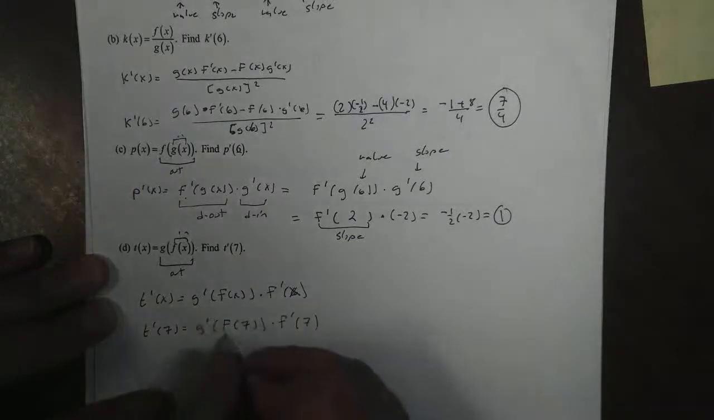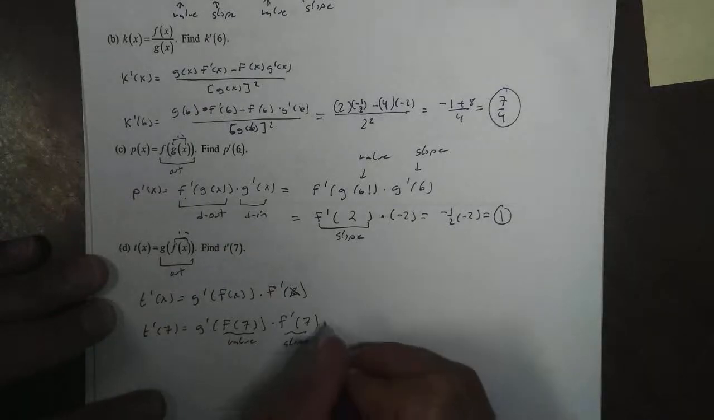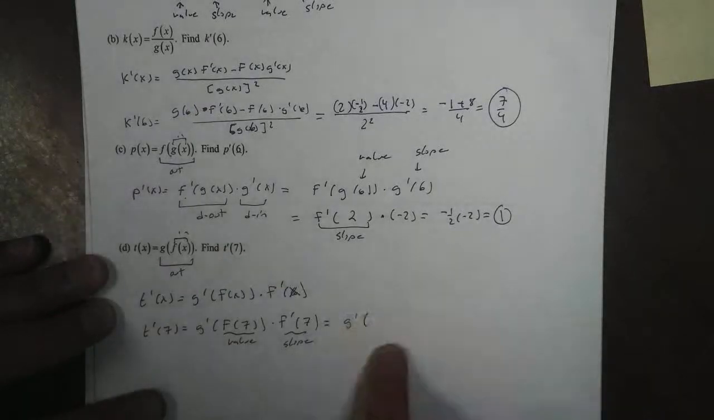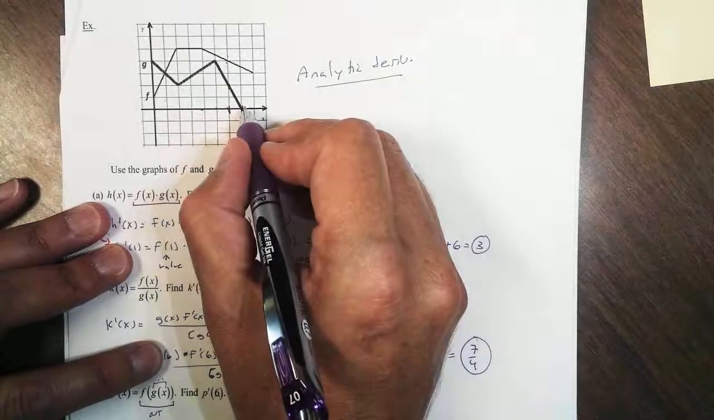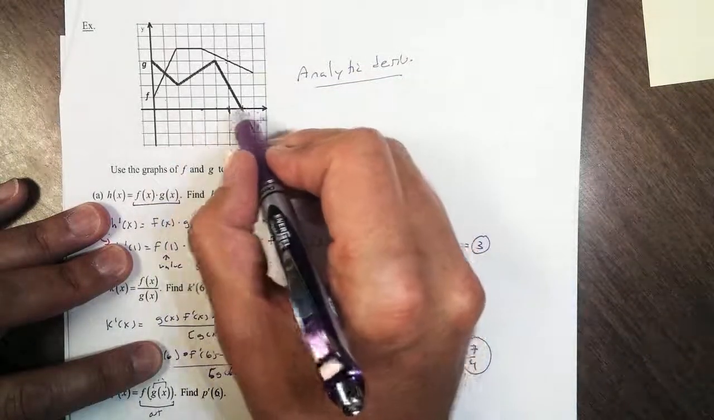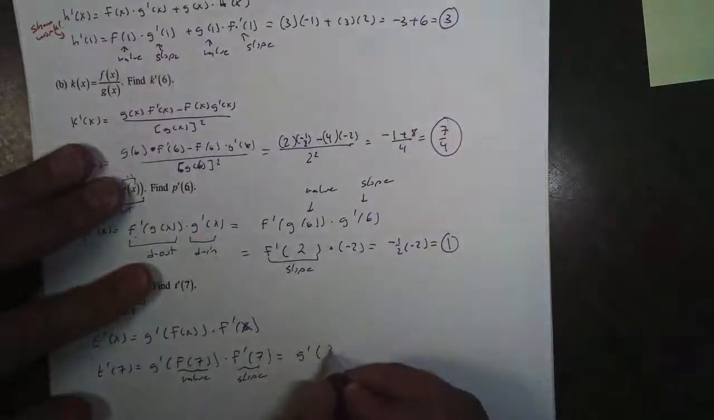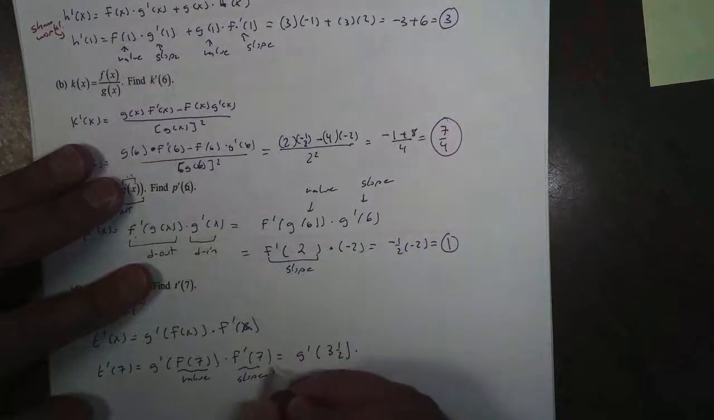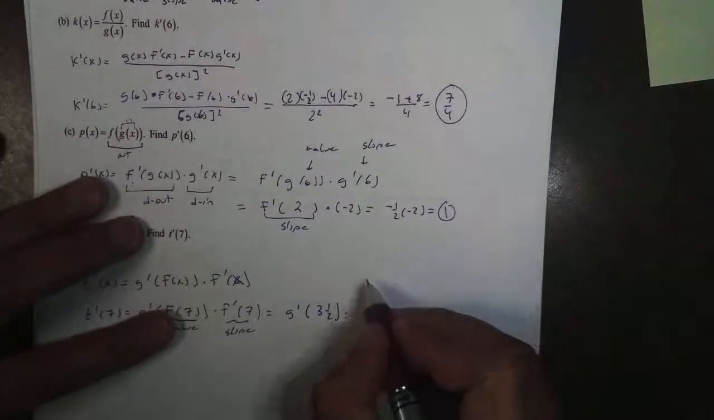Alright, so we want the value of f at 7, and we want the slope of f at 7. So we get g prime. Let's go find the value of f at 7. So there's 6, so there's 7. That's what we're looking for. The value, nasty. 1, 2, 3.5. So the value looks to be about 3.5. That's pretty nasty. And then the slope at 7, let's go back up here, it's still down 1 over 2. So it's -0.5.